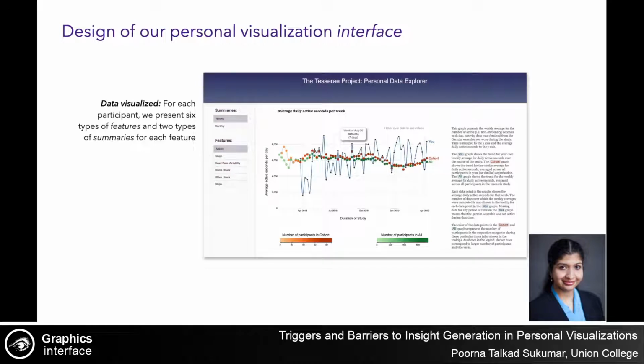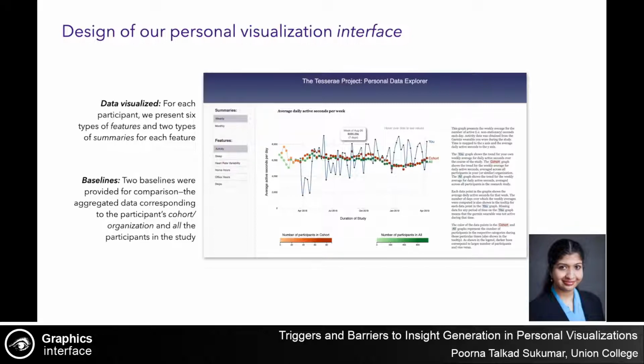And for each participant, we present 6 types of features, and these features include activity, sleep, heart rate variability, number of hours spent at home, and number of hours spent at the office, as well as steps. And we also present 2 types of summaries for each feature, namely weekly and monthly summaries. We also provide 2 baselines for comparison: the aggregated data corresponding to the participants' cohort or organization, as well as all the participants in the study.